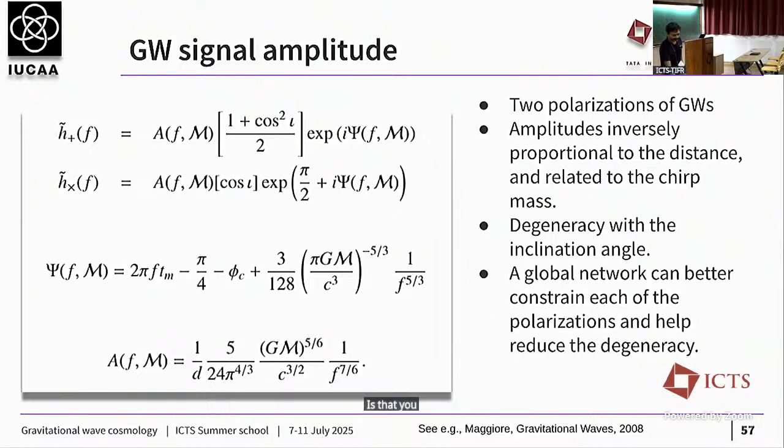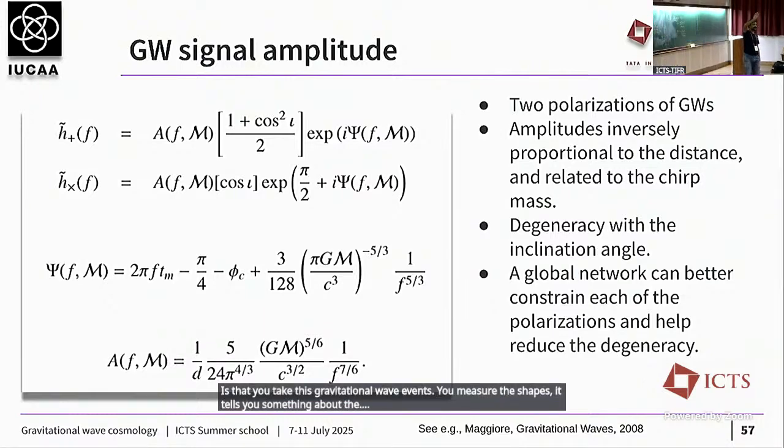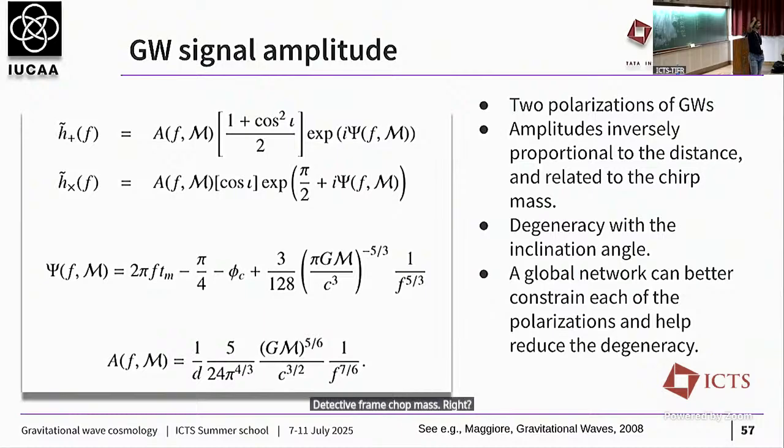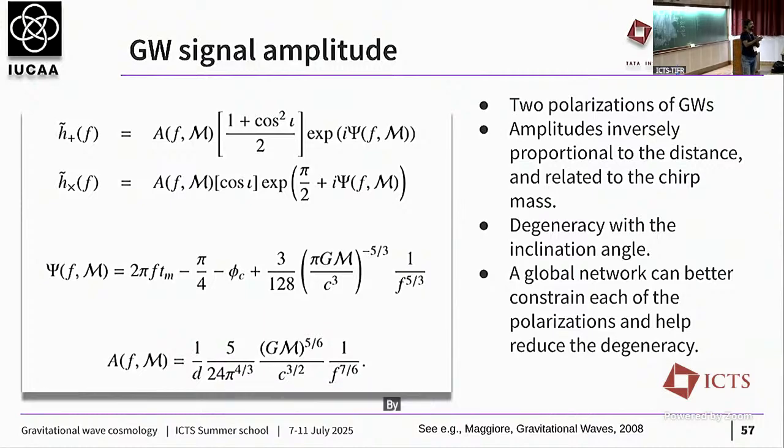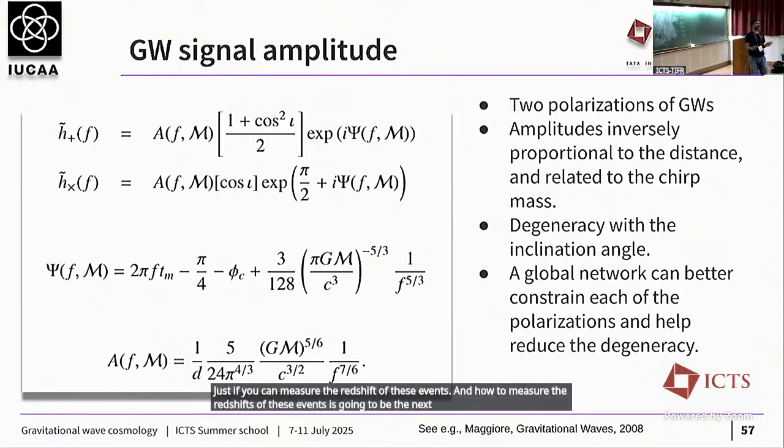You take these gravitational wave events and measure the shapes, which tells you something about the detector frame chirp mass, to first order. Then you measure the amplitude of the gravitational wave, which tells you something about the distance at which the event occurred. By combining the two, you can put cosmological constraints, if you can measure the redshifts of these events. How to measure the redshifts of these events is going to be the topic of the next few lectures, basically. Okay?